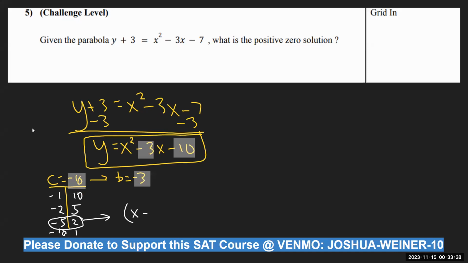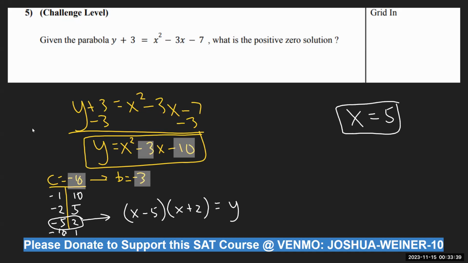We write x take away 5 times x plus 2, and that's equal to y in factored form. Then the solutions are x equals 5, by the zero product property, or x equals negative 2 for this equation. So the correct answer was 5. So we're doing factoring methods for the ABC factoring. 5 is the positive solution. The end.